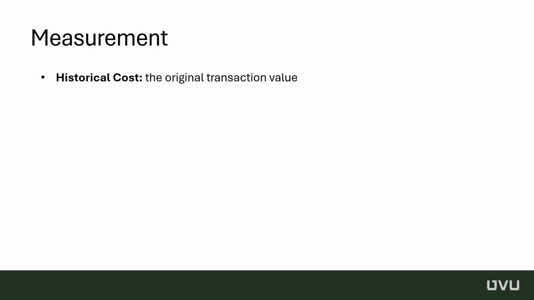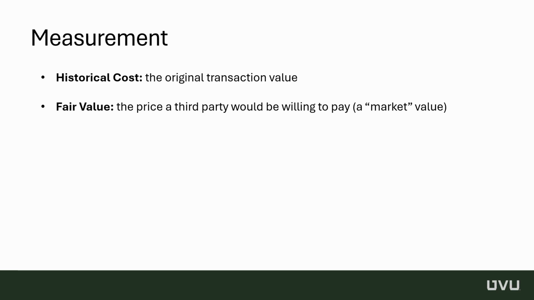The first measurement attribute is historical cost. This is the original transaction value. In simple terms, it's what the company paid for when the asset was acquired, or what was received when the liability was created. The second is fair value. Fair value is a market-based idea. It represents the price that a third party would be willing to pay or accept in an orderly transaction.